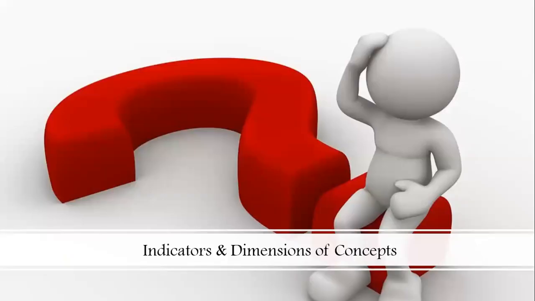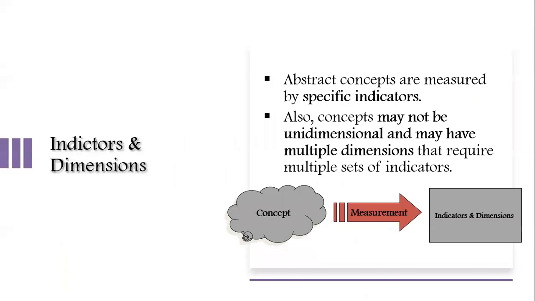So now that we know what the items are that we are focusing on within this particular measurement tool, now let's talk about indicators and dimensions of concepts, okay? So abstract concepts are measured by specific indicators. Also, concepts may not be unidimensional. They may have multiple dimensions that require multiple sets of indicators.